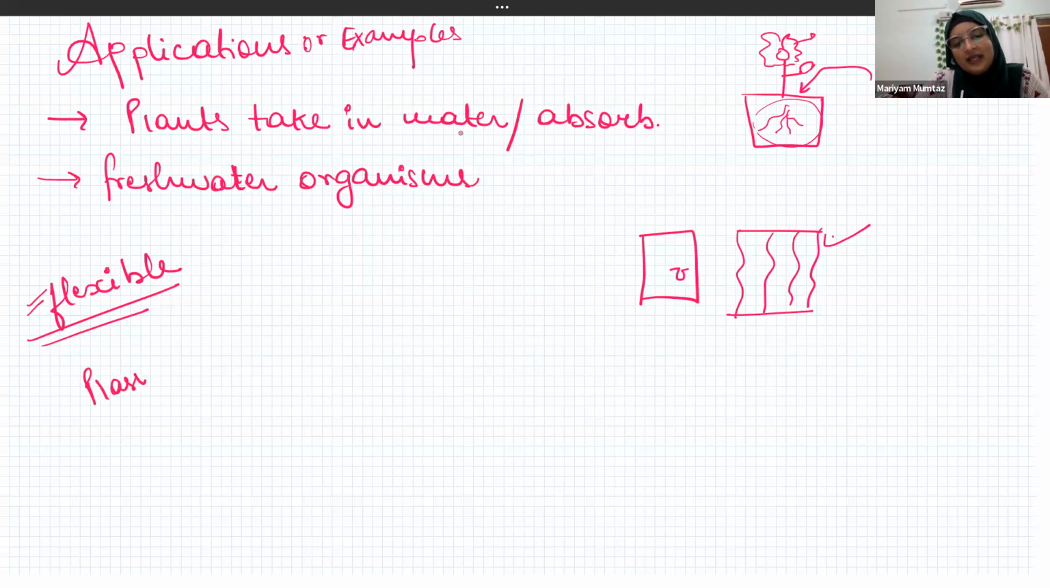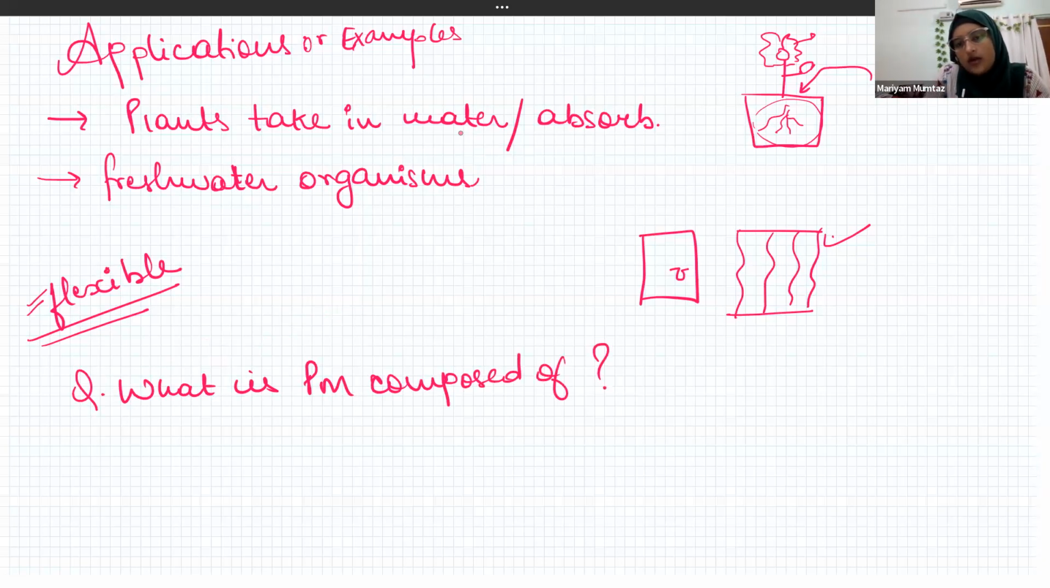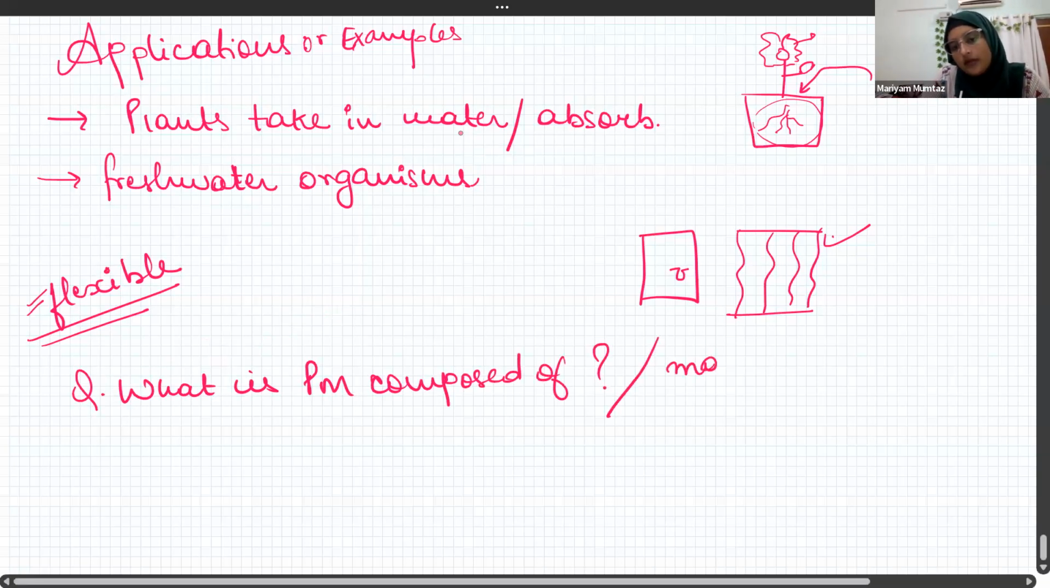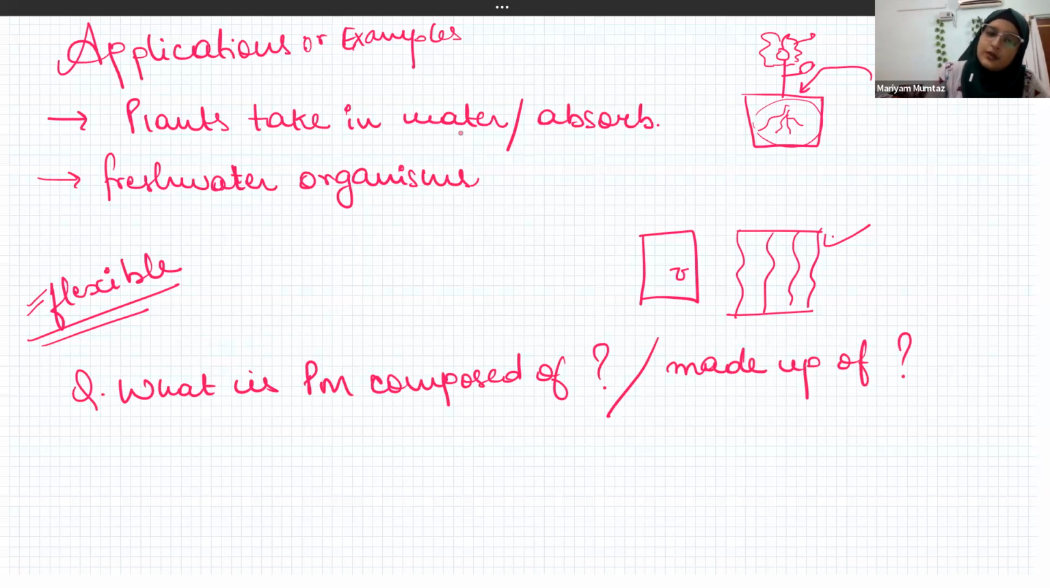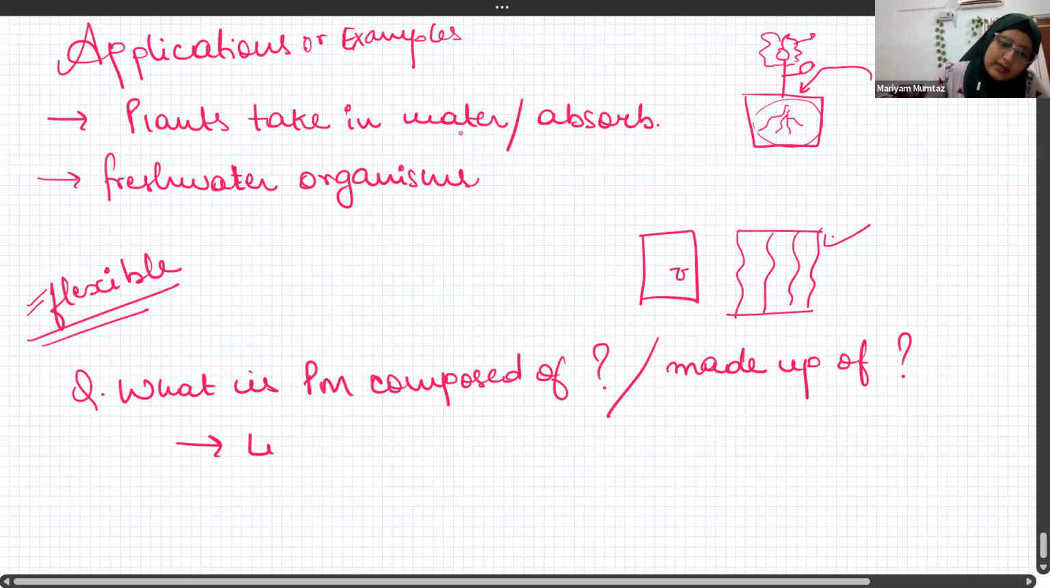So write it down. Plasma membrane. I'll give it to you as a question. What is the plasma membrane composed of? Composed of, or you can say made up of. It is made up of lipids and proteins.